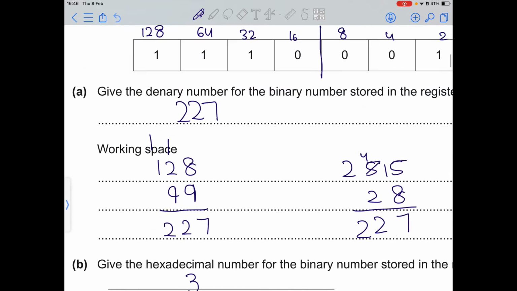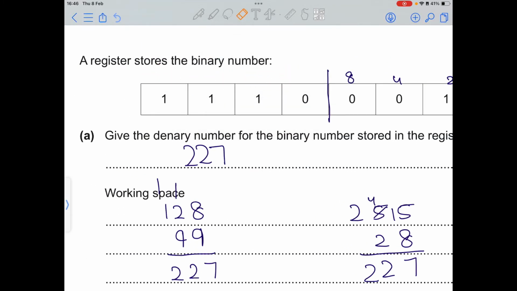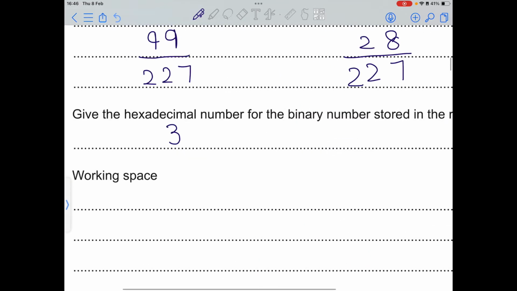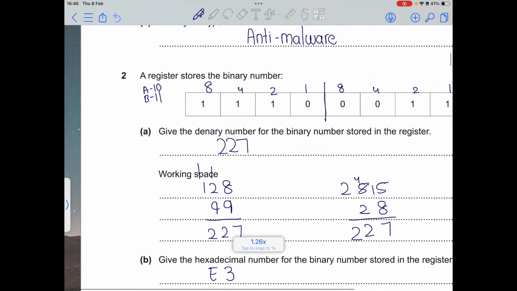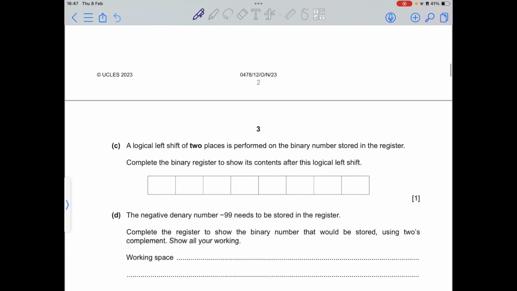If you take this one into consideration, I'm going to remove these column value headings. And again, I'm going to do 1, 2, 4, 8. So once I add them up, 8 plus 4 is 12, and 12 plus 2 is 14. Now I know that A is 10, B is 11, C is 12, D is 13, and E is 14. So it would be E, and then it would be a 3.